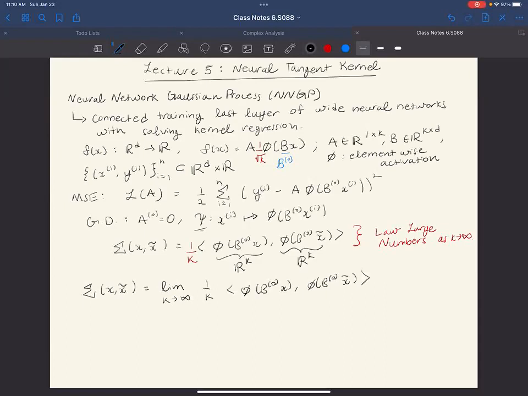And we computed this. And remember that when our data, so when x and x tilde were on this sphere in d dimensions, so this is the condition that the norms of x and x tilde were just 1, we would use something called the dual activation and just very simply write our neural network Gaussian process in terms of the dual activation. And so this here was called the dual activation.